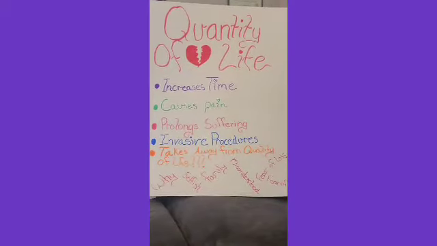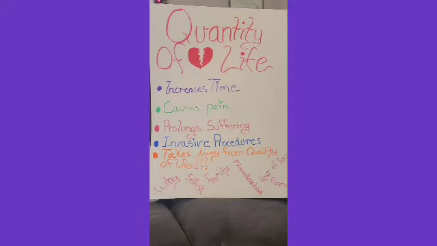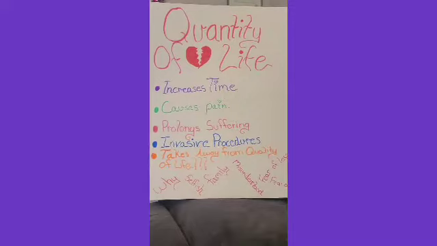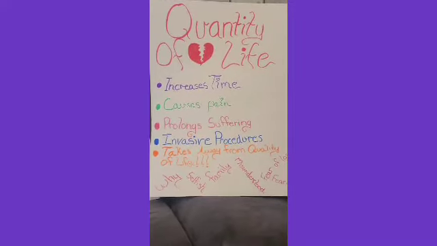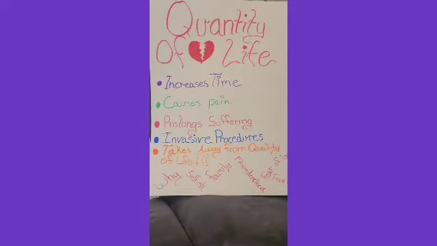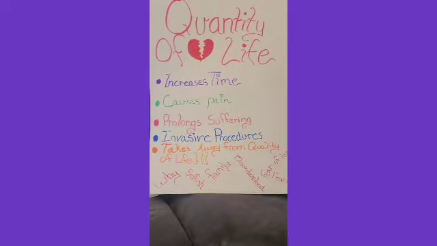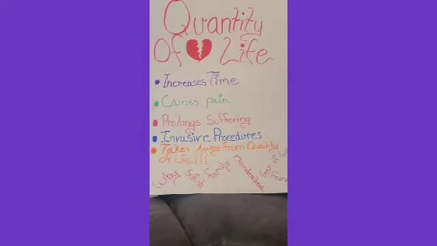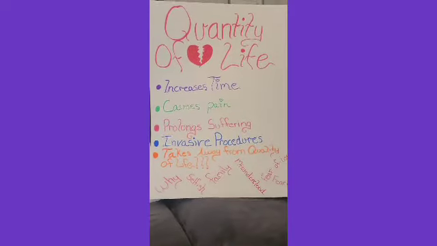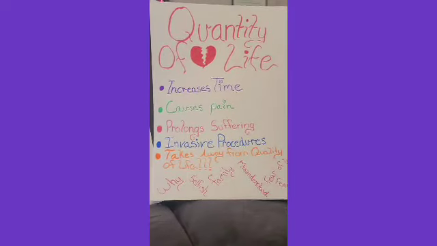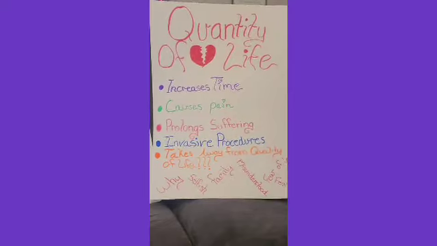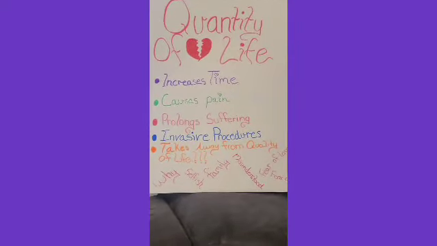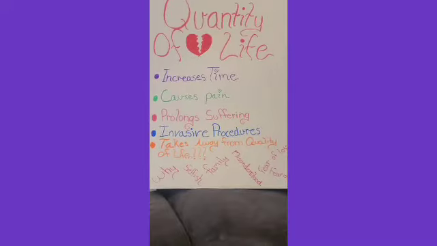Now, another thing that is considered when you are working toward a quantity of life for a patient, to increase time, is that it's going to require invasive procedures. These procedures might be for a feeding tube, a gastrostomy tube. There are just so many different surgeries that could be required, and all it does is cause the patient long-term suffering. It takes away from the quality of life.